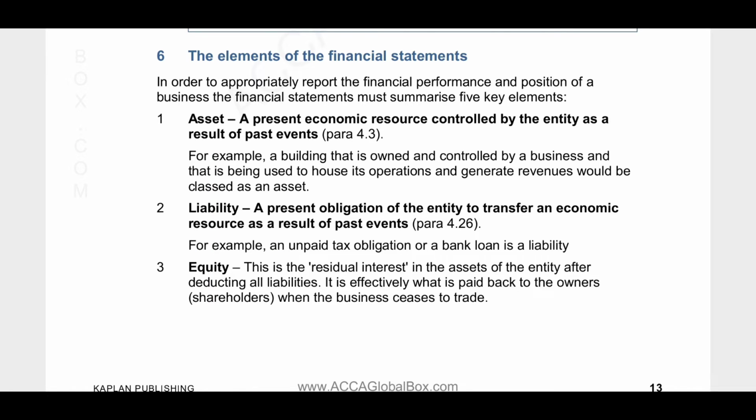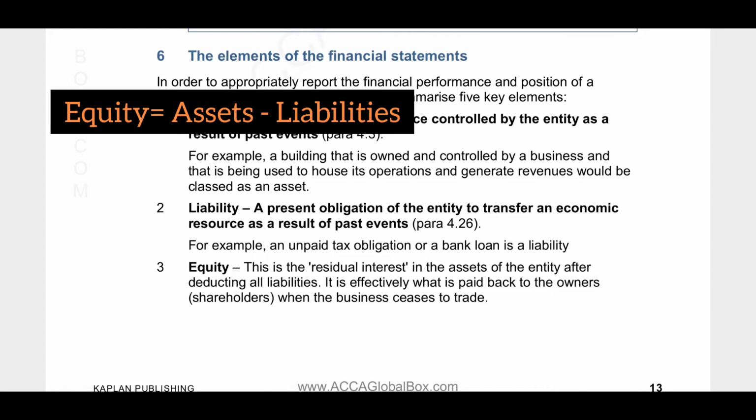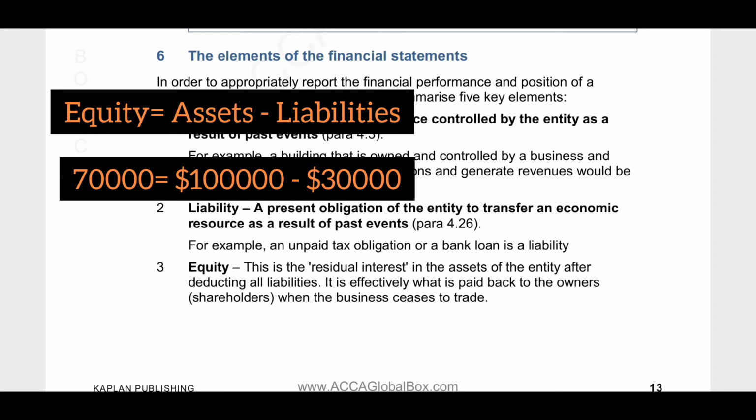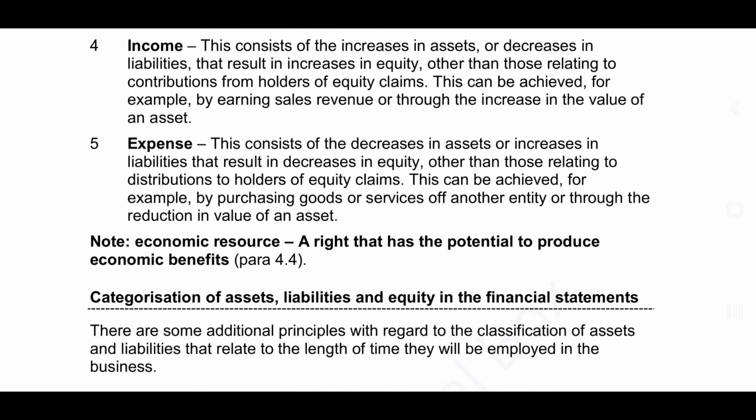Then we have equity. Equity represents the owner's interest in the business, after all the liabilities are subtracted from assets. For example, if a business has assets of 1 lakh and liabilities of 30,000, the equity would be 70,000. Simple as that.